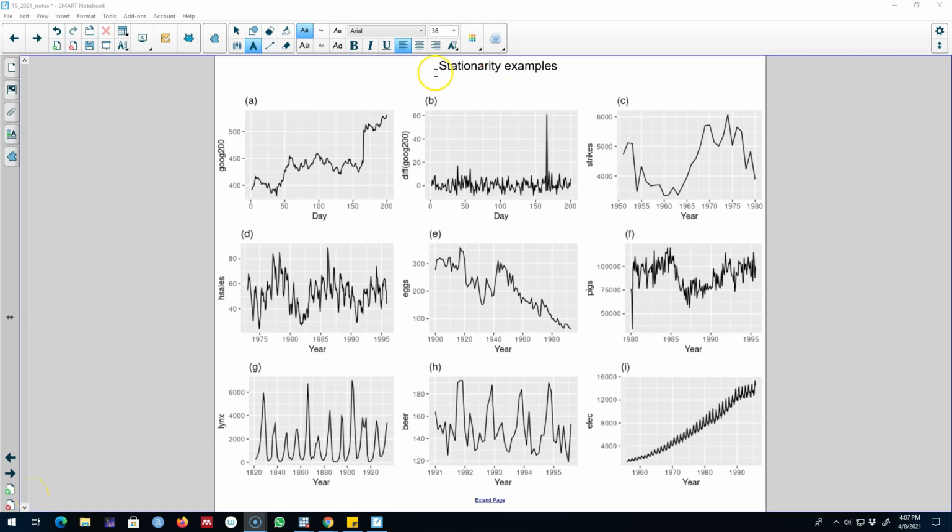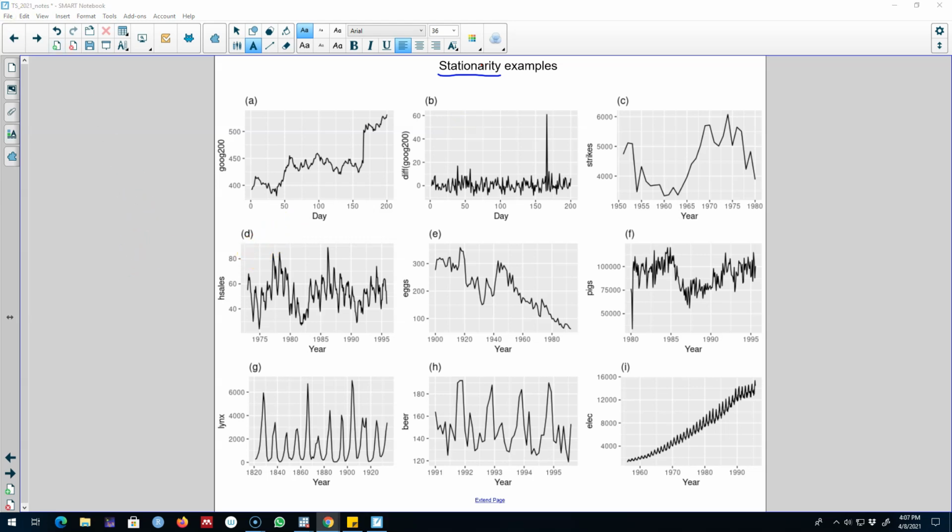In my previous video, I introduced you to the concept of stationarity, and I said that a time series with no predictable patterns, that is trend and seasonality, is stationary. In this video, I'm going to show you some examples of various time series, and we're going to try to figure out whether that time series is stationary or not. So let's jump in.